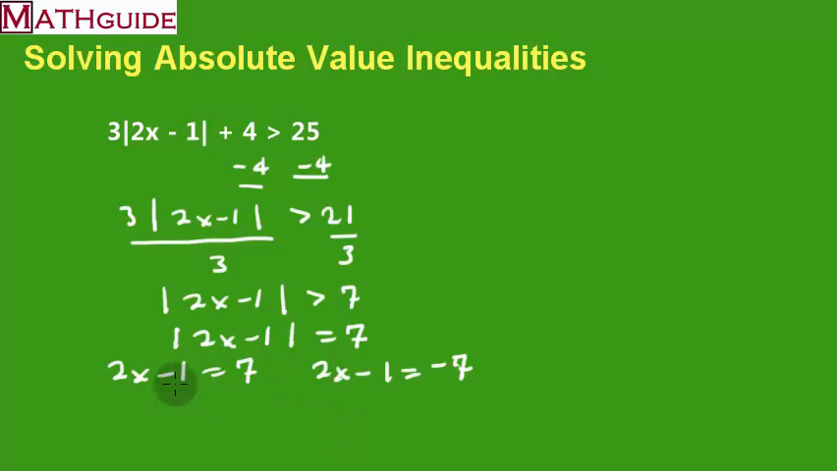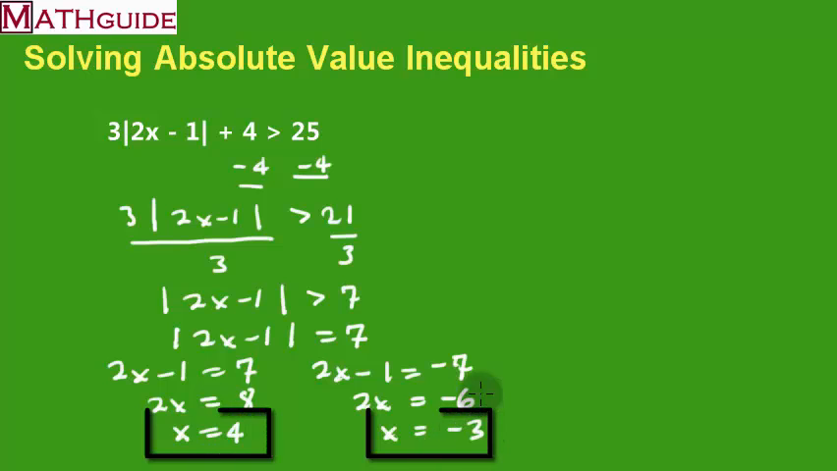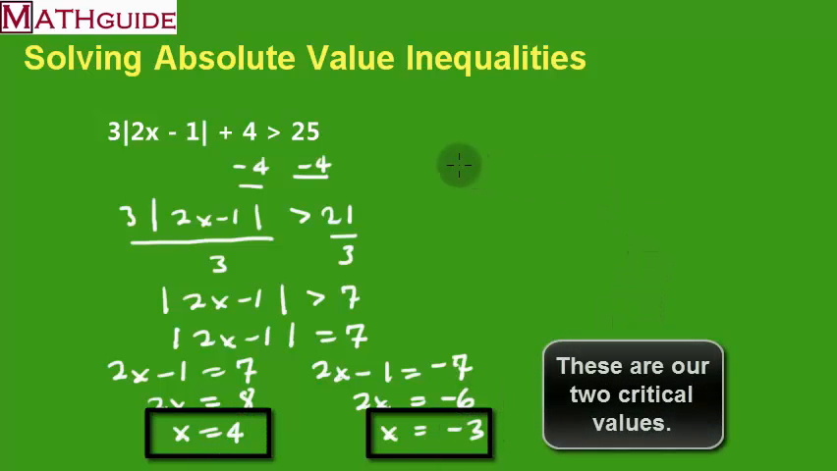Now we solve. So I'm going to add 1 to both sides. So let's see, I get 8. I divide both sides by 2. I get my first critical value. Likewise here, I'm going to add 1 to both sides. I'm going to get -6. Divide both sides by 2. I get -3. And there you go. I get my 2 critical values.